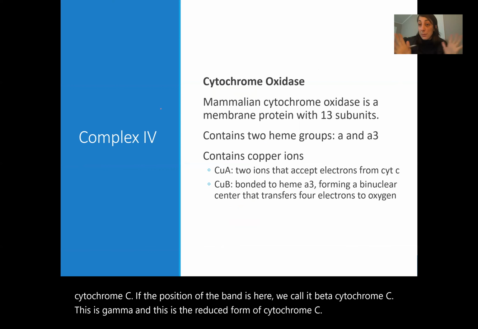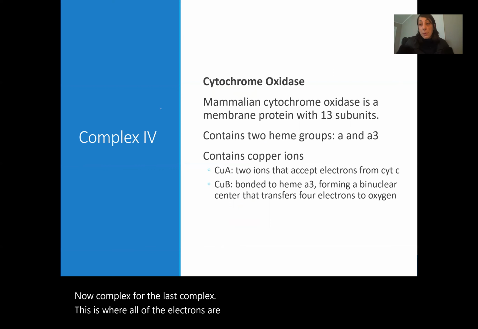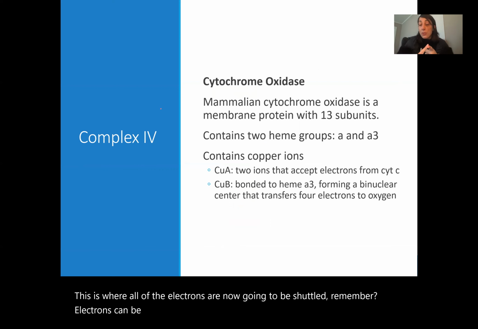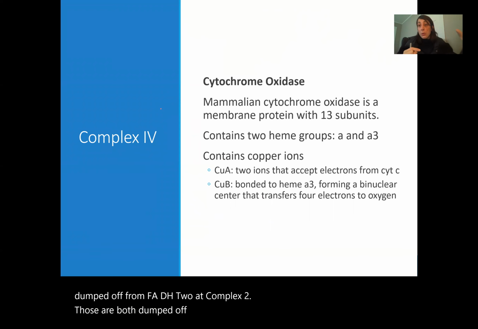Now, complex 4, the last complex. This is where all of the electrons are now going to be shuttled. Remember, electrons can be dumped off from NADH onto complex 1. They can be dumped off from FADH2 at complex 2. Those are both dumped off into coenzyme Qs, which go to complex 3.